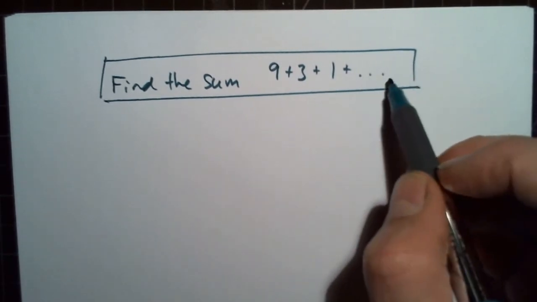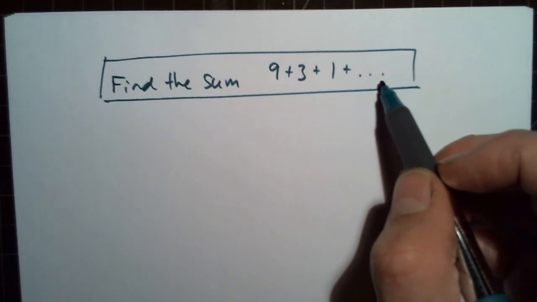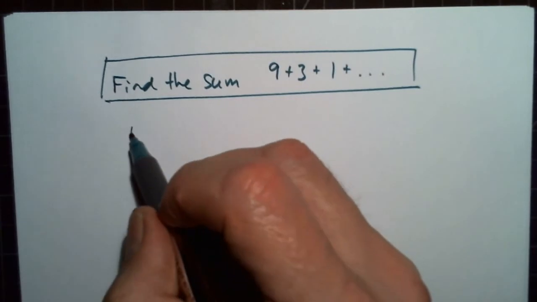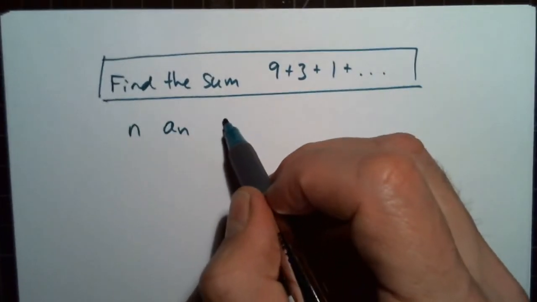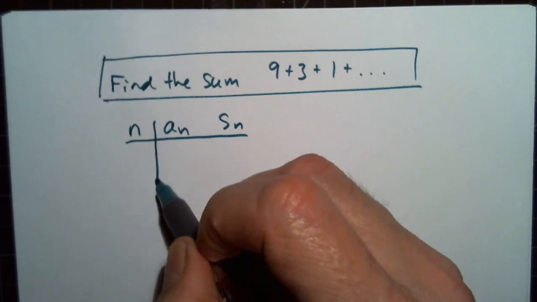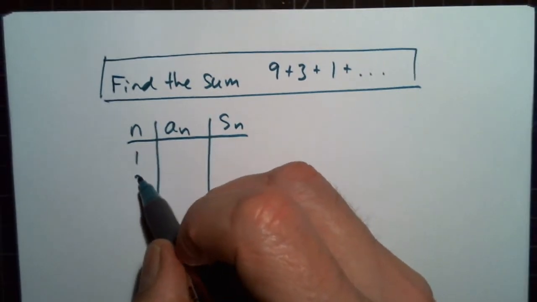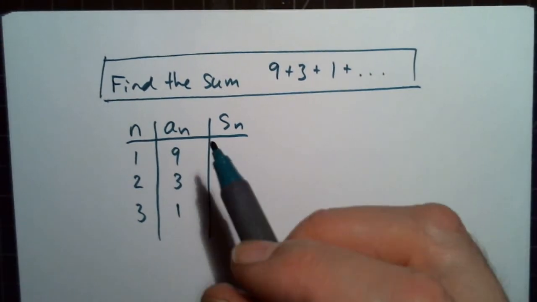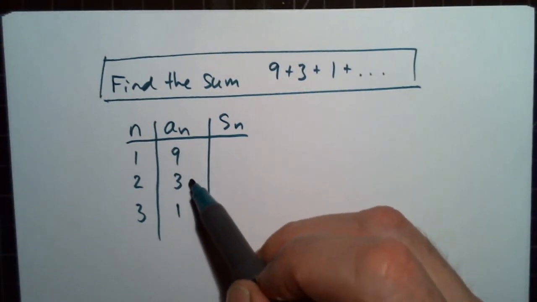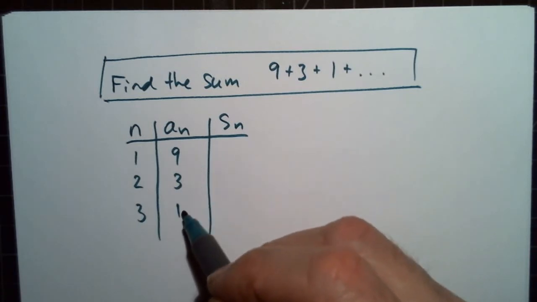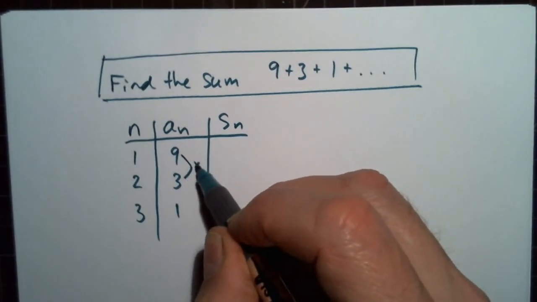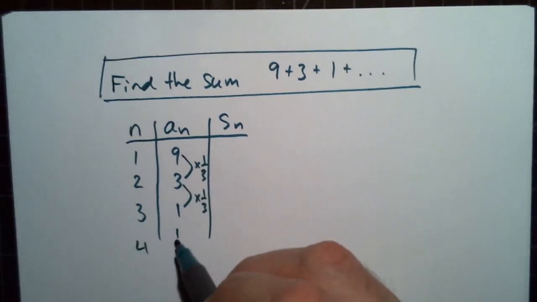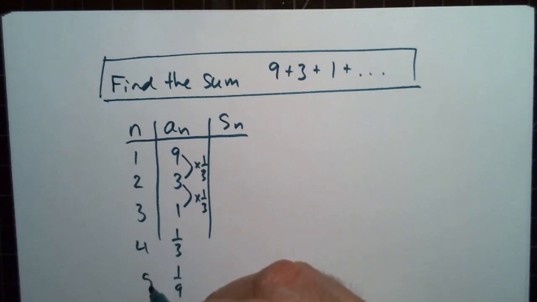Alright, so now we have a series, an infinite series. We're not finding a partial sum. We have to see if this will add up to a number, if it will converge. So let's look at what's happening here. We can see that we are dividing by 3 or multiplying by 1/3 each time. The common ratio is 1/3. Keep multiplying by 1/3, and we'll get 1/3, 1/9.